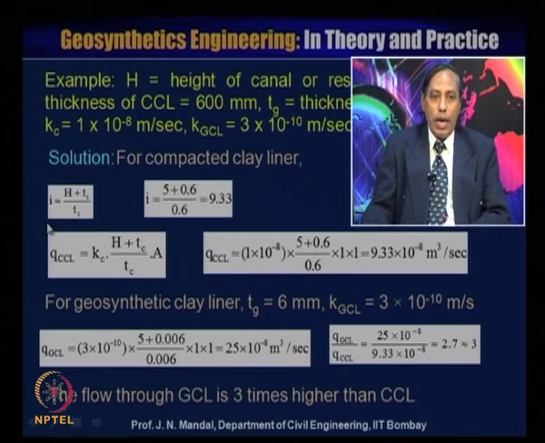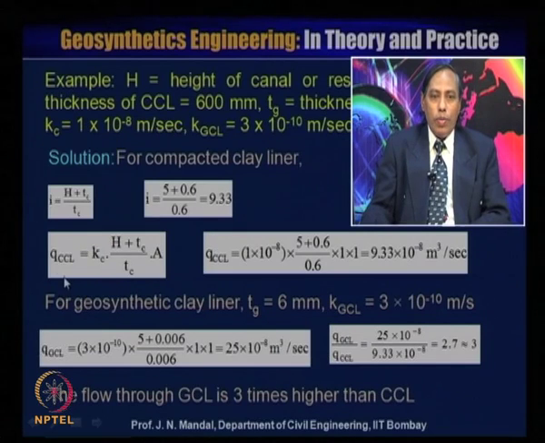So, hydraulic gradient i is equal to (H plus Tc) divided by Tc, where the thickness of the compacted clay liner is 600 millimeter. H is the height of the canal, that is 5 meter. This is to be converted into meter, so Tc will be 0.6. So, i is equal to 5 plus 0.6 divided by 0.6. So, this hydraulic gradient i will be 9.33.